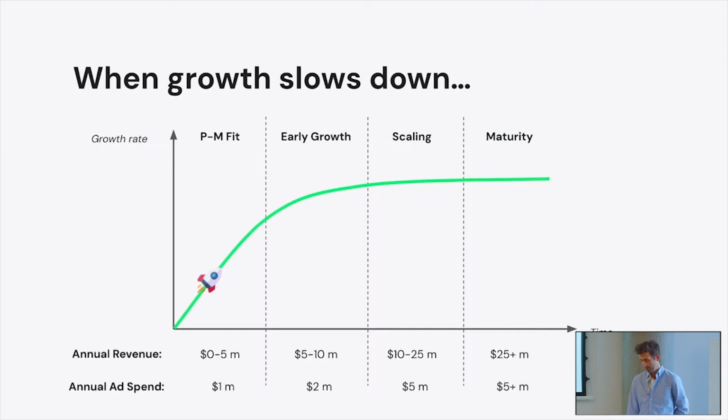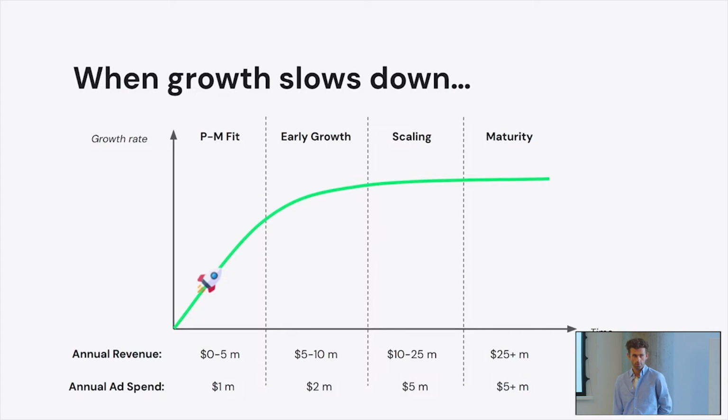And with our benchmarks, we find that these are more or less the company sizes in terms of revenues and ad spends that would fall into each stage. And this is actually for the US market, but for the Polish one, it's safe to replace the dollar for the zloty, and we should be okay.